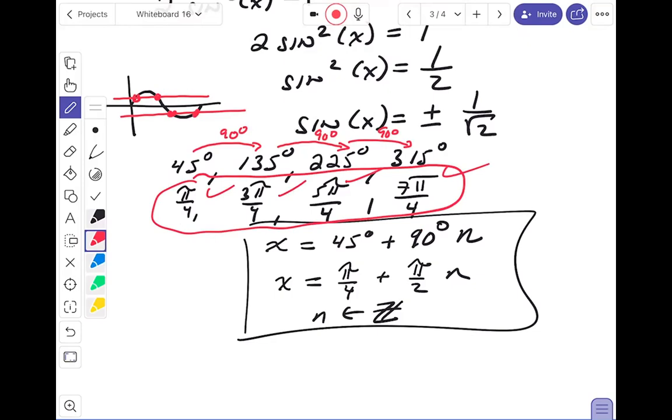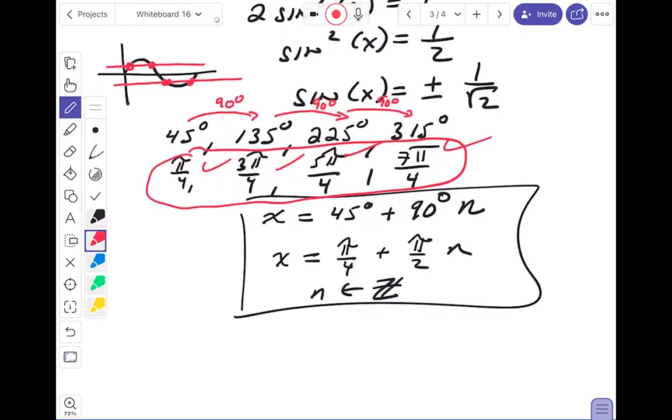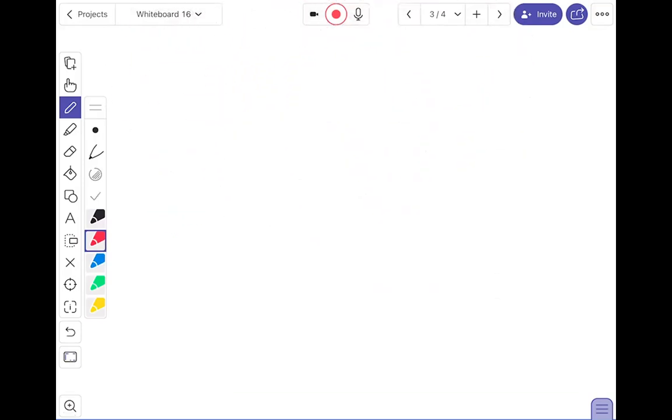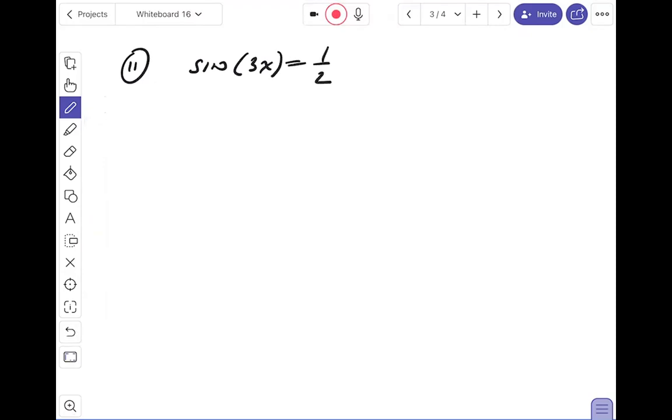Let me look at number 11. And number 11, what is number 11? Oops, go back to black ink. Sine 3x equals 1/2. No, we're not trying to confuse you. X is between 0 and 2 pi. All right, I'm going to graph it out. Y equals sine of 3x.